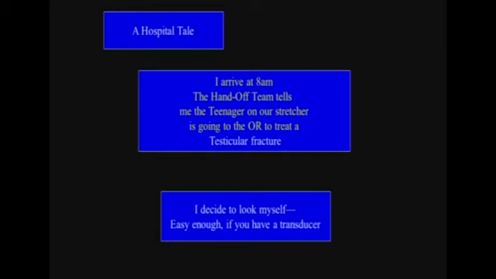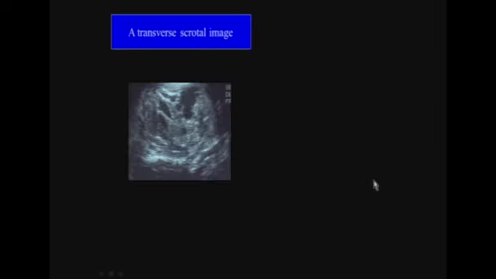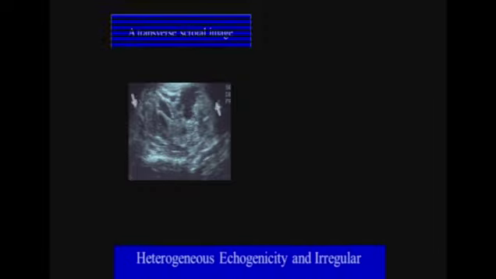Easy enough if you have a transducer, something I suggest everyone do. Radiologists who don't put their hands on transducers are doing a disservice to themselves and their patients. This is the transverse scrotal image. It's heterogeneous. It's irregularly shaped. Is this a fractured testicle?